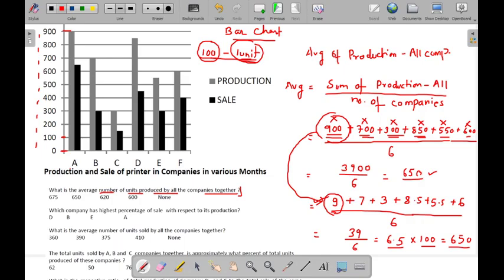So the actual value, this 900 is not 900, it is actually 9. This value is 7. This value is 3. This value is 8.5. This value is 5.5. This value is 6. It will help you do the calculation faster.